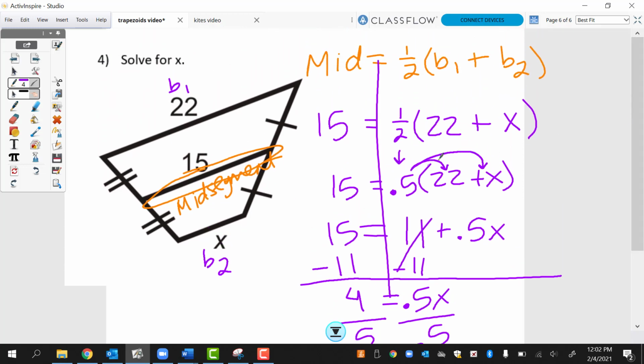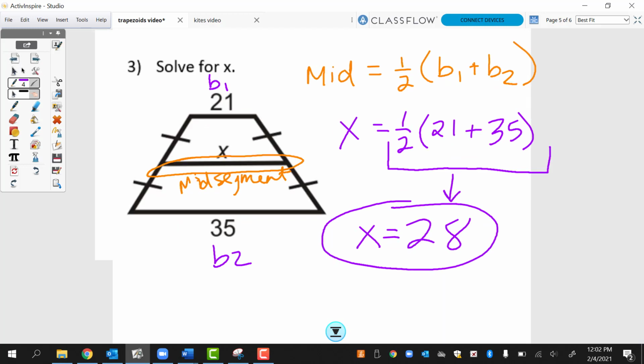Notice how the solving process is different. If you have one of the bases, you're going to have to distribute and solve. If your X is the mid-segment, then it's easy. You just type it in and you get your answer like we did in number 3. Easy.